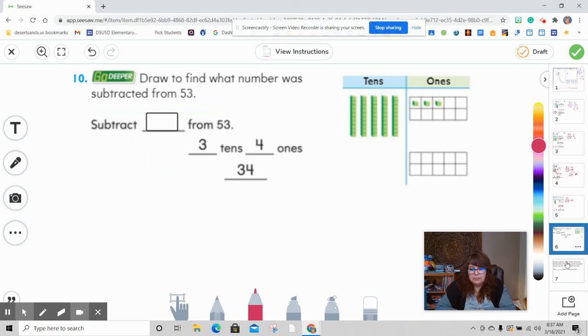Let's go to our next problem. Okay, oh, this is a go deeper. That means we have to really think what we're doing, okay? So it says draw to find what number was subtracted from 53. So we have 53 and we subtracted a number, but we will have to find what that number was. We don't know right now, but we know that the answer is 34. That's what we know.